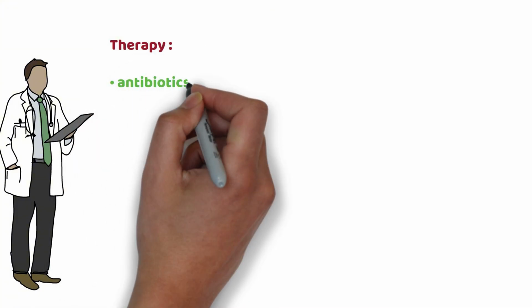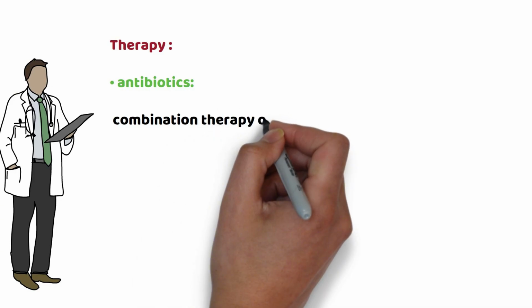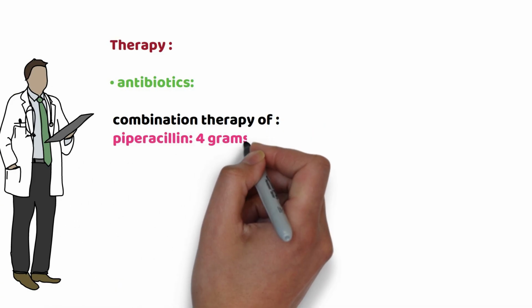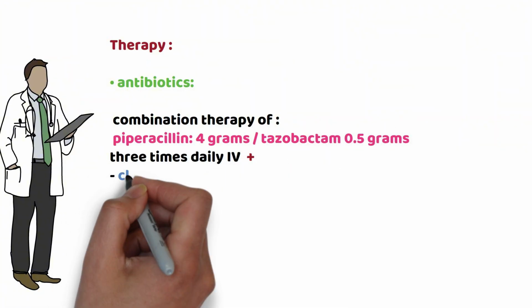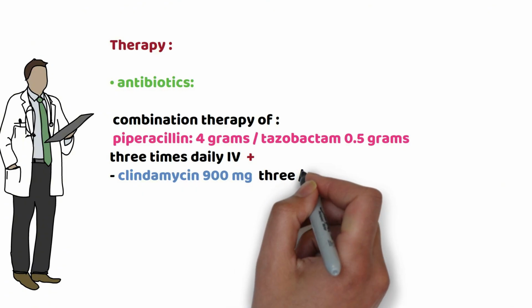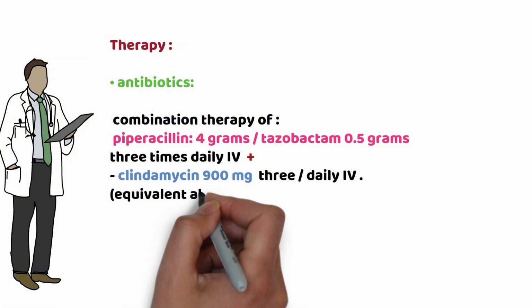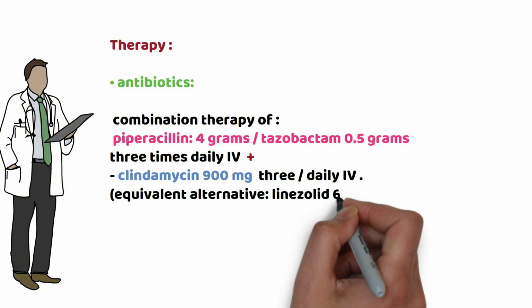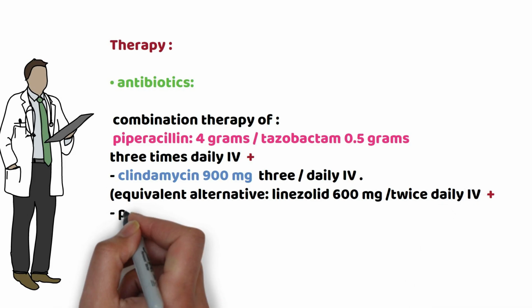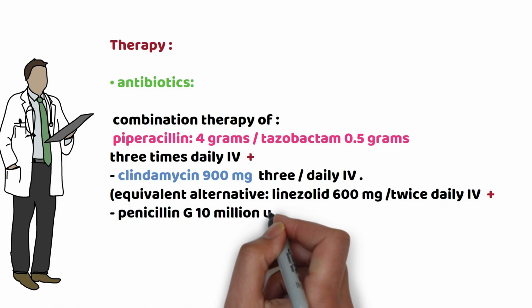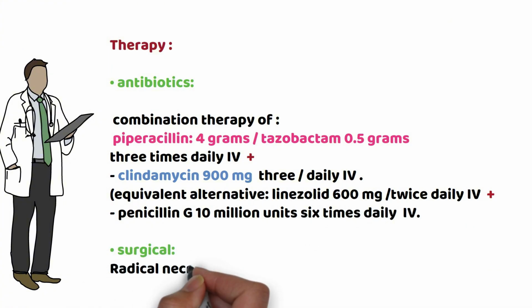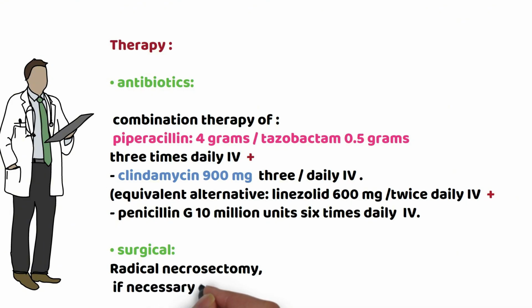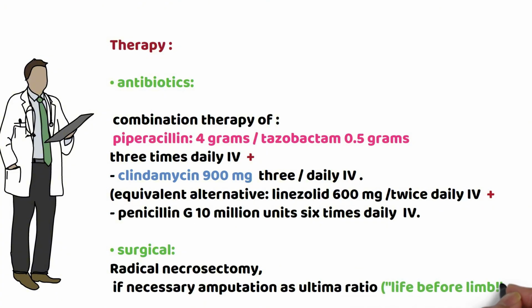Therapy: antibiotics, combination therapy of piperacillin 4 grams, tazobactam 0.5 grams 3 times daily intravenous route plus clindamycin, 900 milligrams 3 times daily intravenous route. Equivalent alternative: linezolid, 600 milligrams twice daily intravenous route plus penicillin G, 10 million units, 6 times daily intravenous route. Surgical: radical necrosectomy, if necessary amputation as ultima ratio, life before limb. Note: in case of doubt, always surgical exploration.